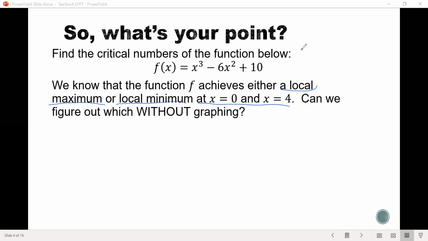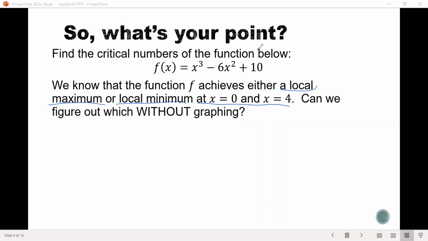without graphing the function? Because the idea we're going to be moving towards here is being able to figure out the graph of a function using derivatives, and being able to figure out properties of functions just using derivatives and not using the graphs of the functions. So let's look at how we would do that.